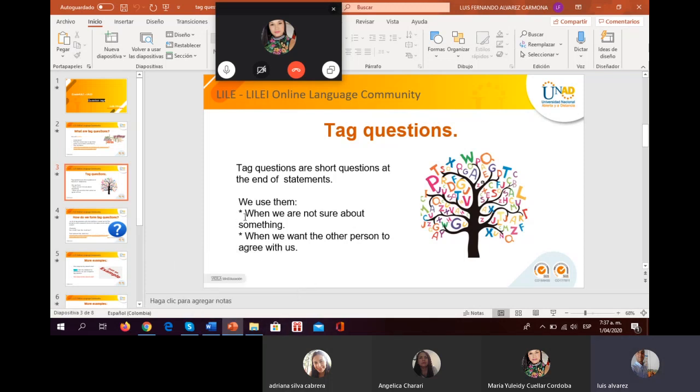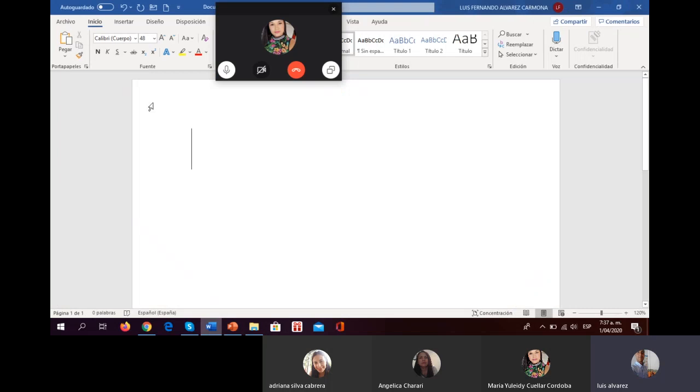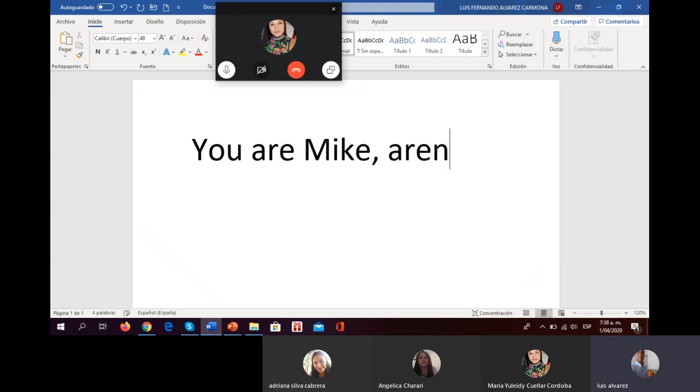So I want to explain the concept here. We use them when we're not sure about something, when we want the other person to agree with that. So let's write down an example. When we're not sure about something, okay, let's say you are Mike, and then you say, oh no, this is in the opposite direction. You're Mike, aren't you? Okay.